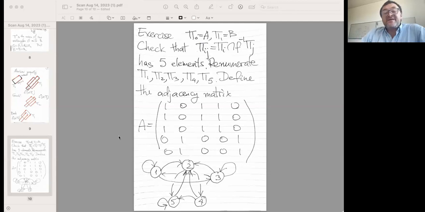When you have five rectangles, you could properly renumerate them from one to five. And after you renumerate those rectangles from one to five, then it turns out that not from every one rectangle you could get to another rectangle. And in order to show from which rectangle to which rectangle you can go, you draw a so-called consistency matrix.